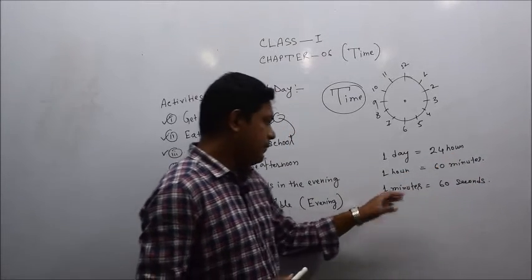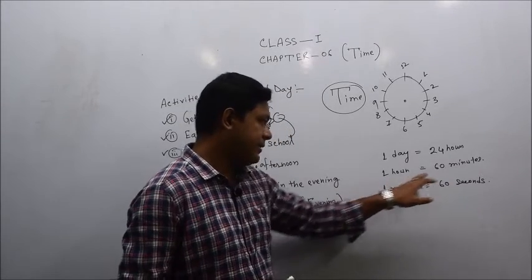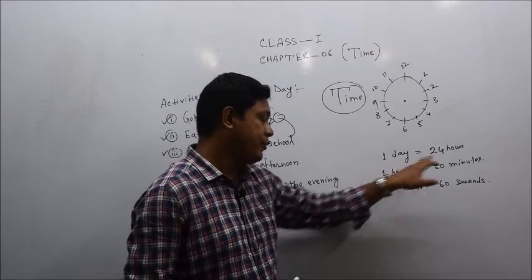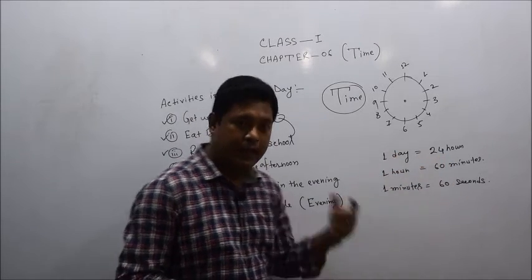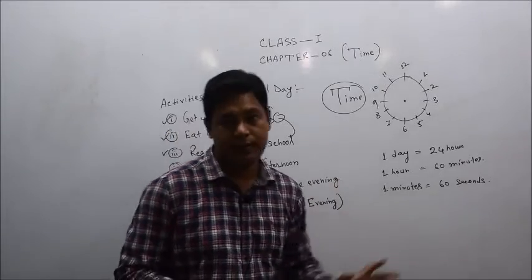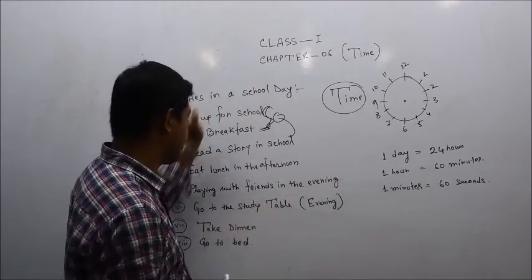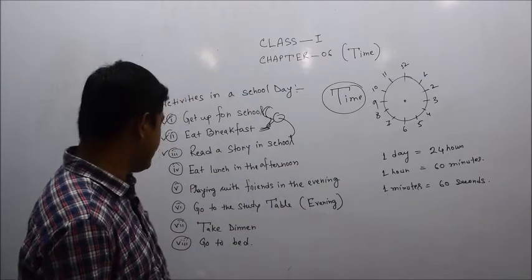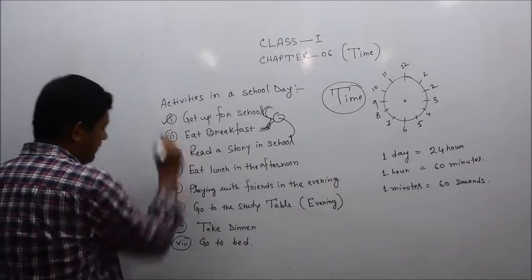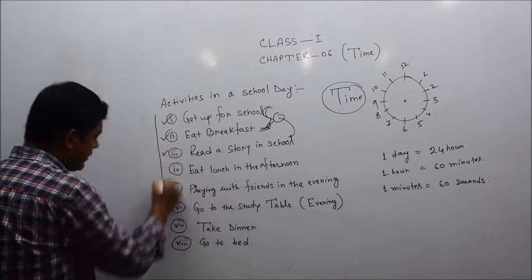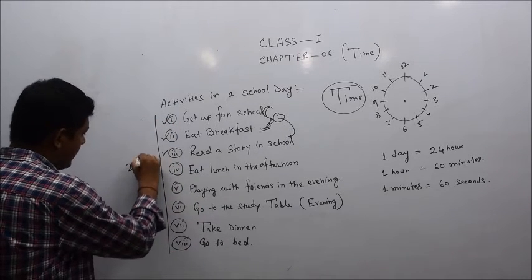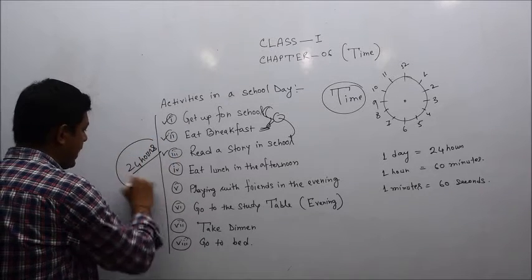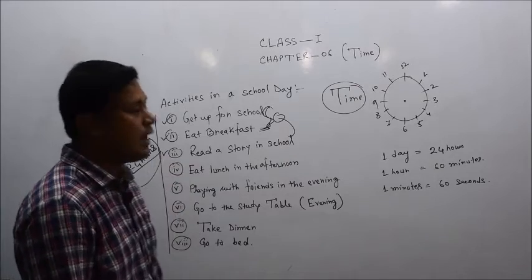Because 60 seconds make 1 minute, and 60 minutes make 1 hour, and 24 hours make 1 day. In a whole day we have 24 hours. So in 24 hours, or 24 hours in a day, we have to do these activities, from waking up to going to bed. So all these activities we have to do are in 24 hours. We have to divide our activities in a very scheduled manner in this 24 hours.